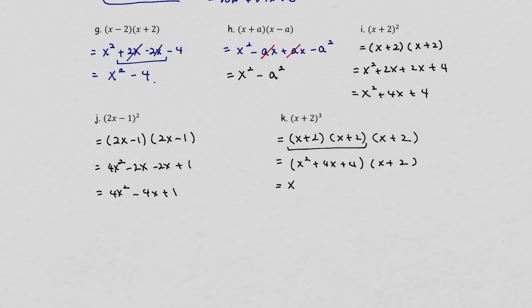you get x cubed plus 4x squared plus 4x. Then you get plus 2x squared plus 8x plus 8. And when you combine this with the like terms, you get x cubed plus 6x squared plus 12x plus 8.